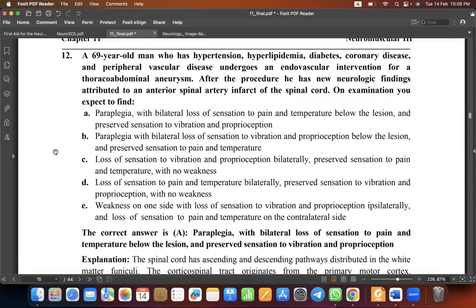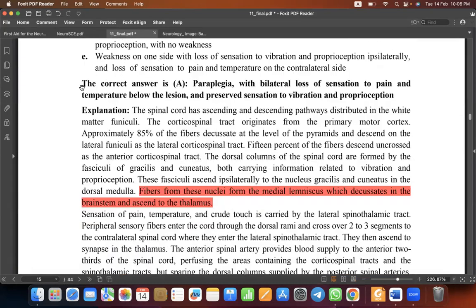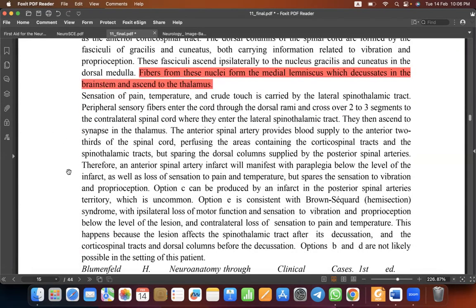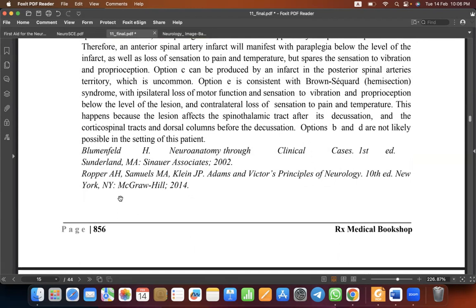Now, next question. The spinal cord has ascending and descending pathways attributed to white matter function. The corticospinal tract originates from the primary motor cortex. 85% of fibers decussate at the pyramid. They cross over and become the lateral corticospinal tract. 15% of fibers form the anterior corticospinal tract. The dorsal column is from fasciculus gracilis and cuneatus. These are the features as I told earlier. Okay, I guess we got it.